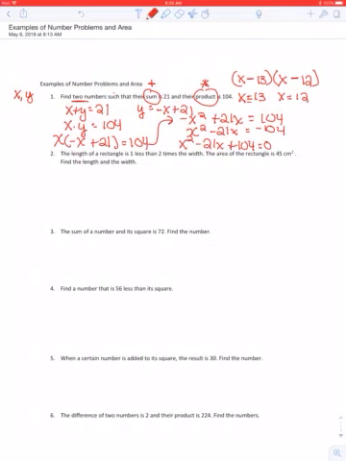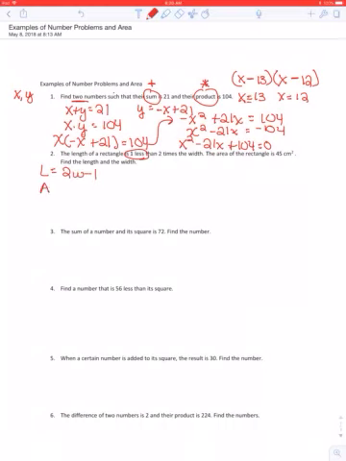Okay? All right. The length of a rectangle is 1 less than 2 times the width. So we have to write that equation. The length is 1 less than 2 times the width. So remember, anytime it says 1 less, we have to switch the order. So that would be 2w minus 1.